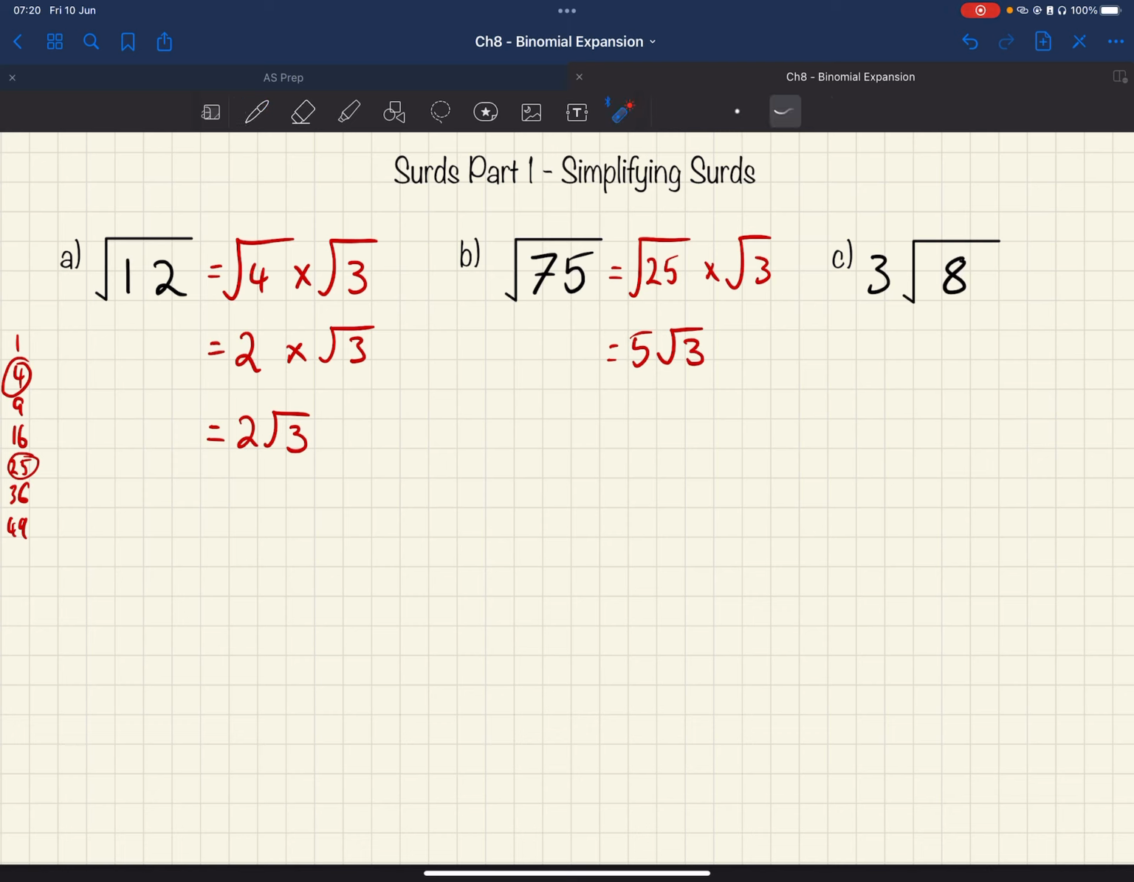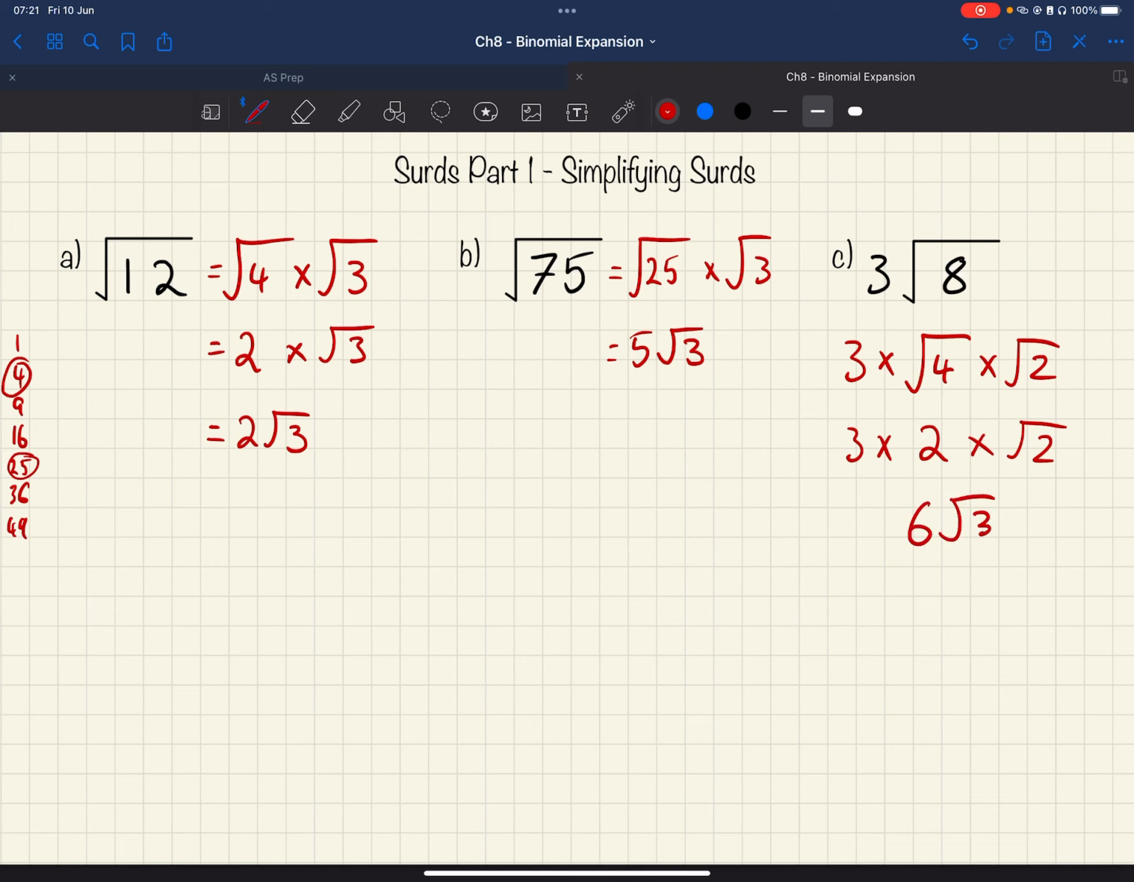Finally, for part C, this is slightly different because of this term on the outside, this number 3. So what I need to do is just write that as a multiplier at the start, and now I'm going to look at root 8. Well, root 8 is just 4 times 2, so I'm going to write that as root 4 times root 2. Simplifying this middle term gives me 3 times 2 times root 2, and finally 6 root 2.